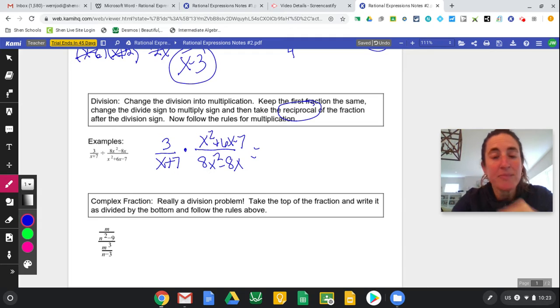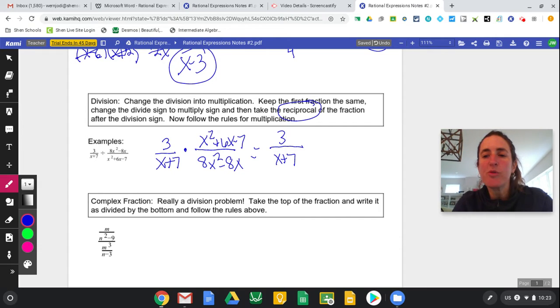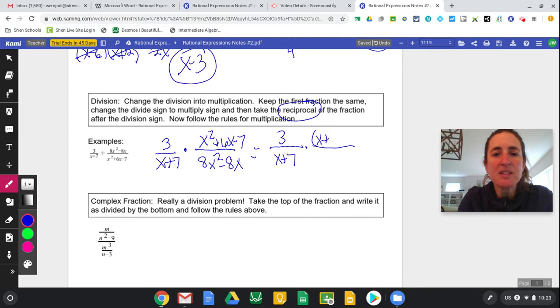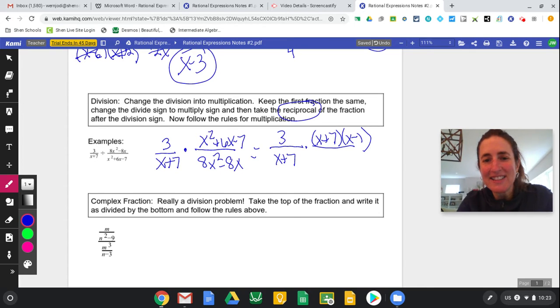Okay, let's keep going. Now this is just like the last problem. We have to multiply the two fractions together. That means I got to factor everything first. So 3 over x plus 7, nothing factors there, but I can factor this trinomial on top. x plus 7, x minus 1. Oh, you probably are getting excited. x plus 7s are going to cancel out.